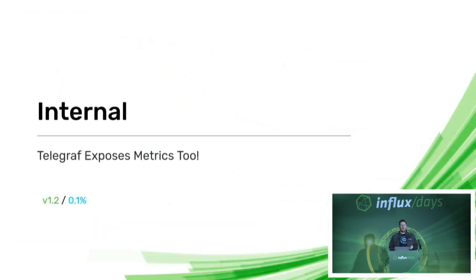But if we're going to add all of these new Telegrafs to our system, then we actually need to understand how Telegraf is running too. It's very important that our Telegrafs are healthy and running because they're running at the edge in so many different locations. So Telegraf has had this for a long time now, since 1.2. Only 0.1% of the configs that I analyzed use the internal plugin.